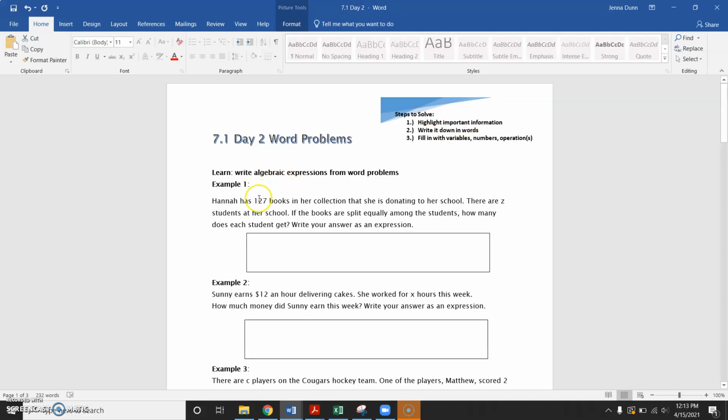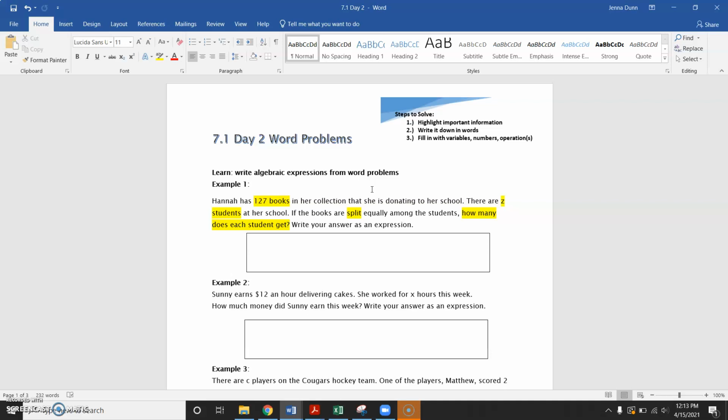So the first thing we want to do is highlight important information. Hannah's giving books. Well, we have to know how many books Hannah is giving. Okay, she's giving 127 books. There are Z students. That's important for us to know. And then also really important, if the books are split, that word split is going to be super helpful to us. And then lastly, I like to also just highlight the question to make sure I remember to answer that. All right, so we've highlighted the important information. We didn't need everything, but we did need some stuff there.